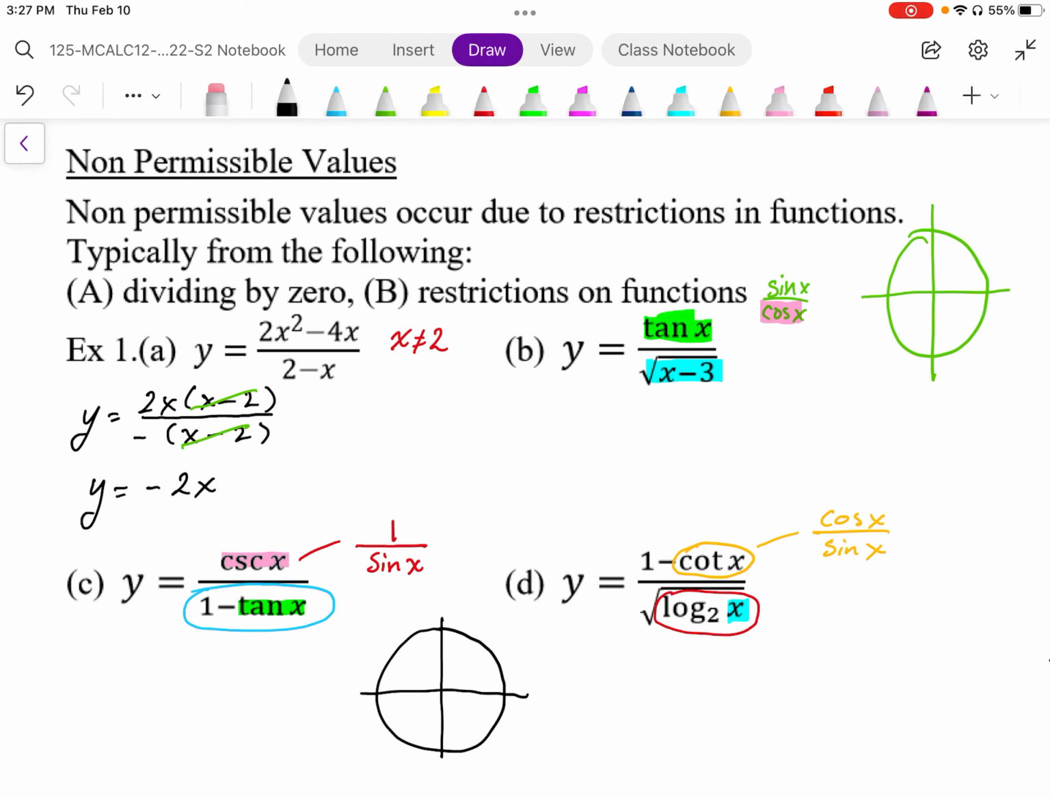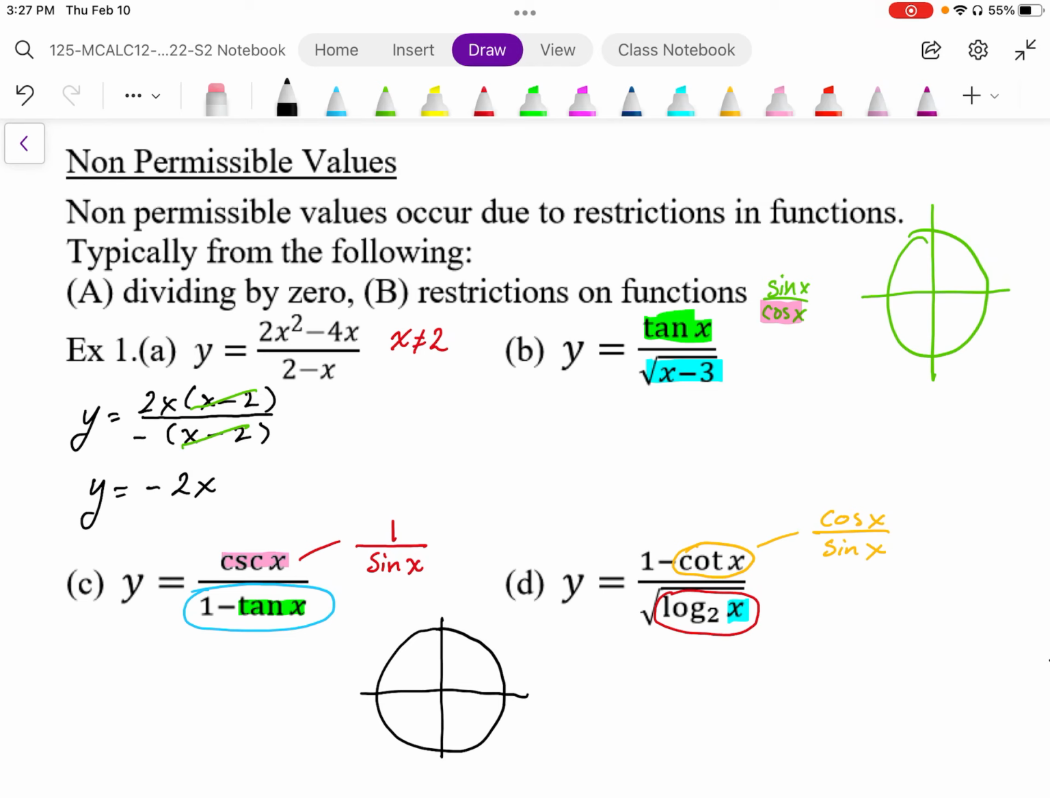So when I graph these two graphs, negative 2x and this x squared minus 4x over 2 minus x, they are exactly the same graph. However, this has a restriction at x equals 2, and this restriction will show up as a hole in this graph.